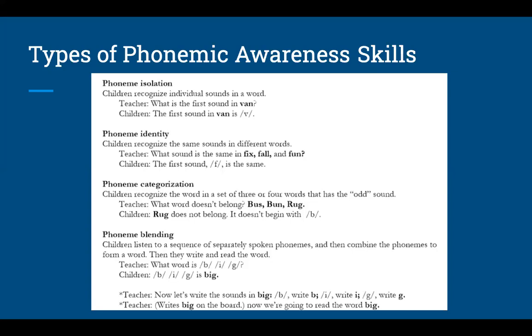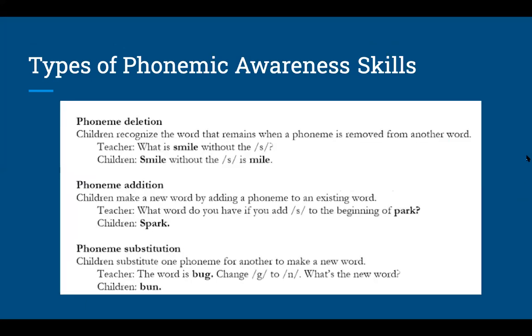And then phoneme categorization, bus, bun, rug, and then the word that doesn't belong would be rug because it doesn't begin with a b sound. And then phoneme blending, you give students the sounds separated out, so b, i, g, and then the child would respond and say big. And then phoneme deletion, what is smile without the s? And they would make it mile. Then phoneme addition, add s to the beginning of park, and it would be spark. And then phoneme substitution, the word is bug, change g to n, and the new word is bun.